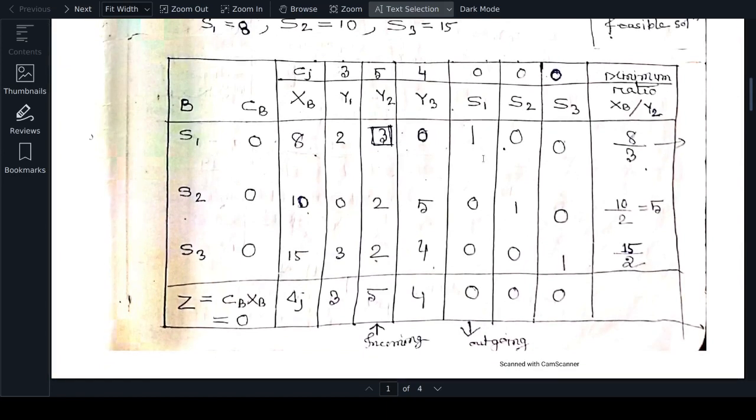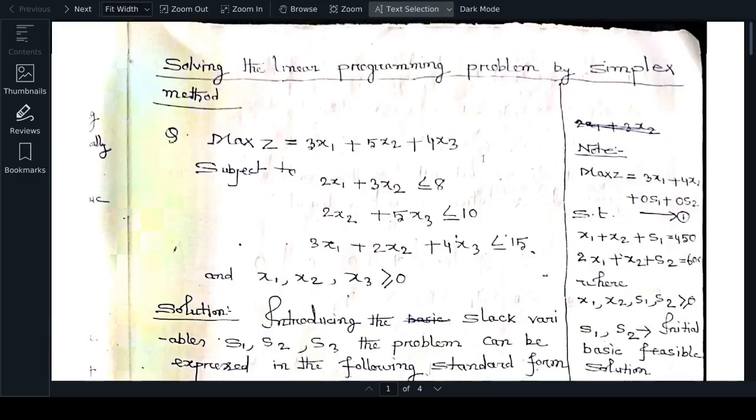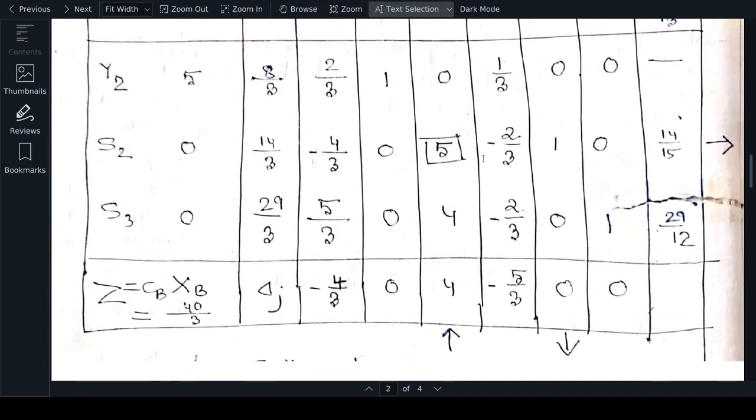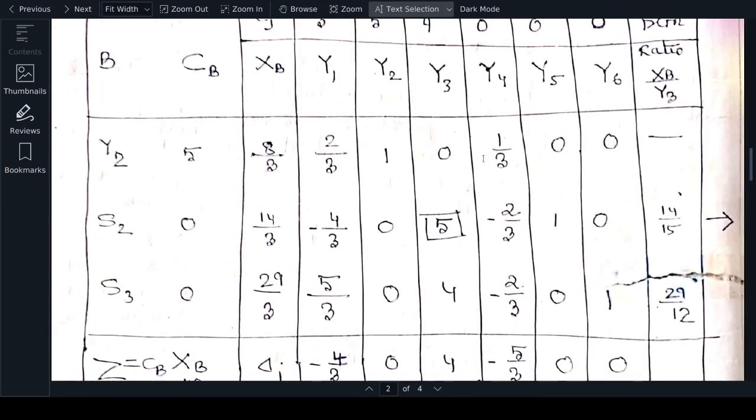8 by 3, then what comes? 8 by 3 minus which one? Which column do we have, the incoming vector or key column, same meaning? Sir, which is Y3. Y3 is the incoming column. Yes, y3 is our incoming vector or key column. So 8 by 3 minus the corresponding element of the key column, which is 0. Yes, good.